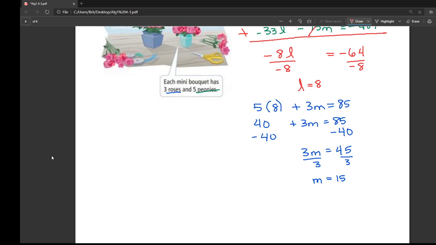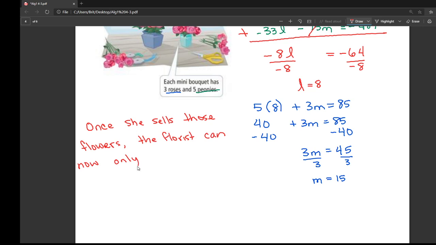So to write my word answer, once she sells those flowers, the florist can now only make 8 large bouquets and 15 mini bouquets. Oh, or bouquets if you can't spell. There we go.